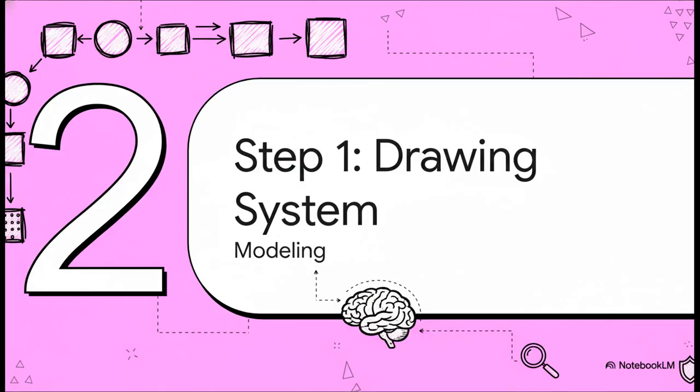Let's get into our first practical step, drawing the system. This is our blueprinting phase. And the logic is simple. You can't protect what you don't understand. So, the first thing we do is create something called a data flow diagram, or a DFD. Think of a DFD as a treasure map. It shows you exactly where the treasure is, your data, and all the different paths an attacker could possibly take to get to it. Our job is to find those paths and fortify them.